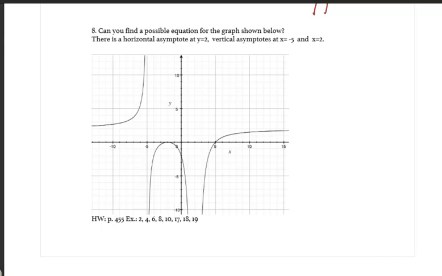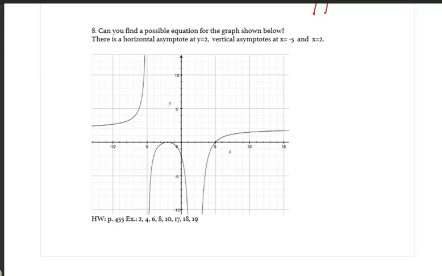So what you have to do in this case is, can you find a possible equation of the graph shown below? So first you take the vertical asymptotes. There are two vertical asymptotes. So what will that be? 2 and minus 5. So x is equal to minus 5 and x is 2.